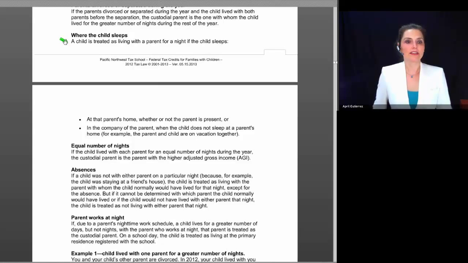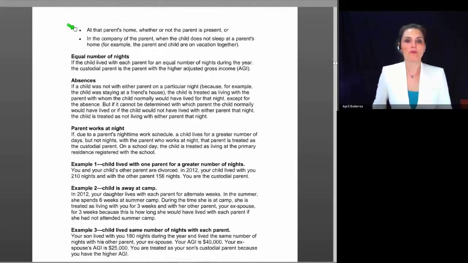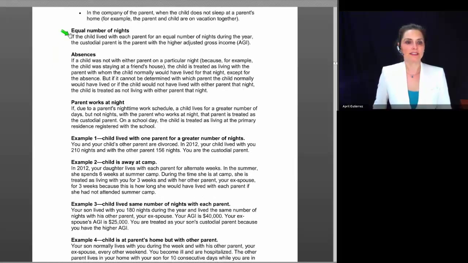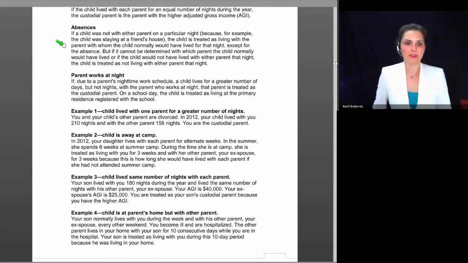Where the child sleeps. The child is treated as living with the parent for a night if the child sleeps at the parent's home, whether or not the parent is present, or in the company of the parent when the child does not sleep at the parent's home. For example, the parent and the child are on vacation together. Equal number of nights. If the child lived with each parent for an equal number of nights during the year, then the custodial parent is the parent with the highest adjusted gross income.